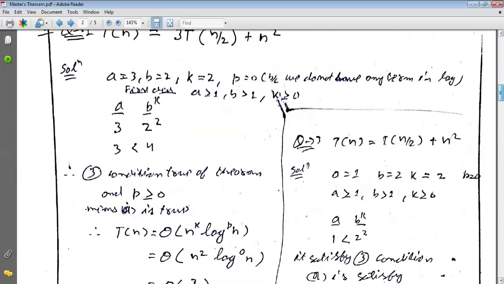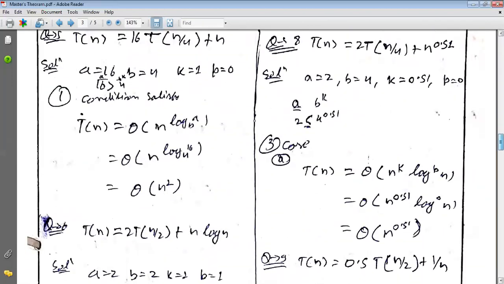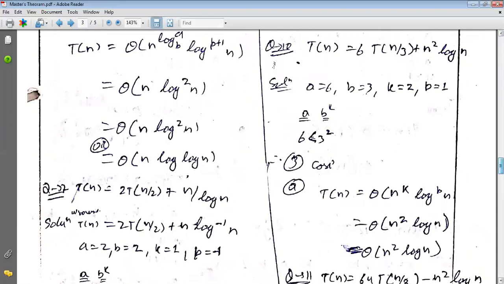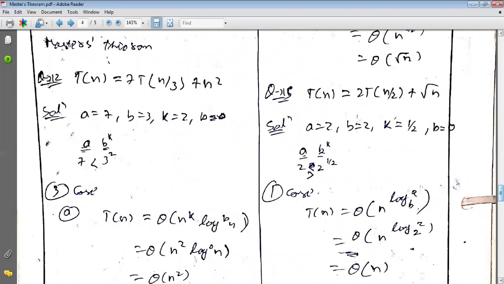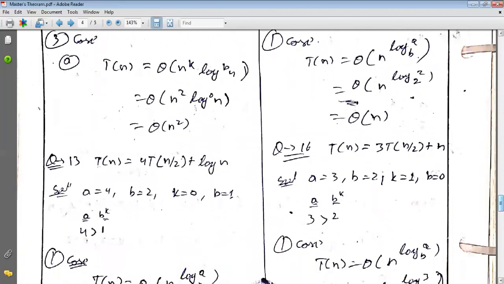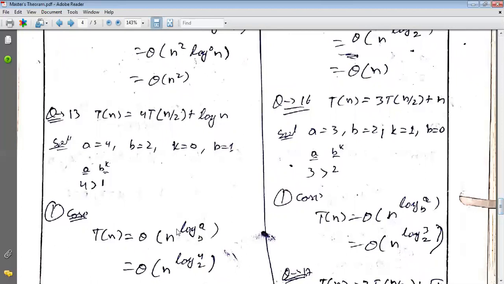Now we come to our problem. So this is our problem. In our case a is 7, b is 3, sorry, not this one. This is the previous one. This one: a is 4, b is 2, k equals 0, and p equals 1. So according to the equation, we have theta of n to the power log of a base b. A is 4, b is 2. So log 4 base 2.